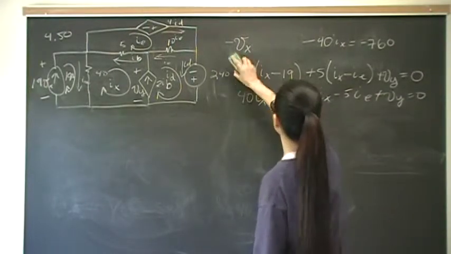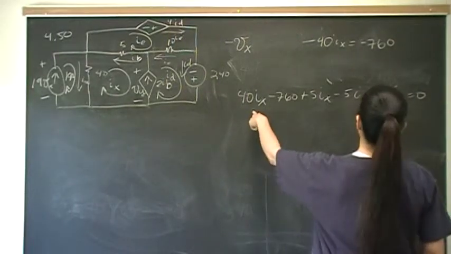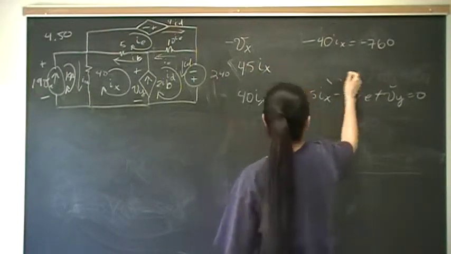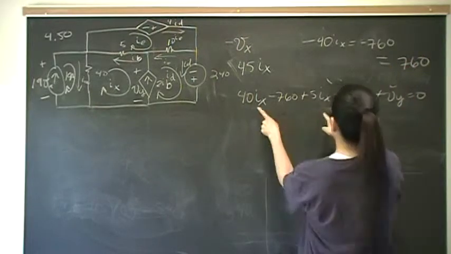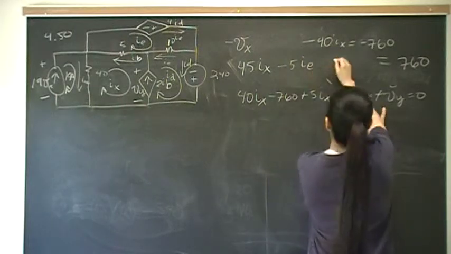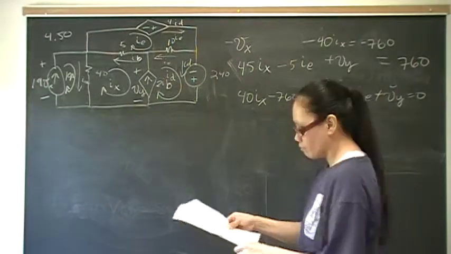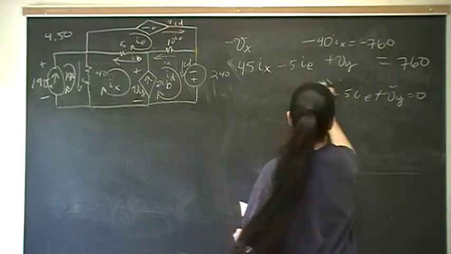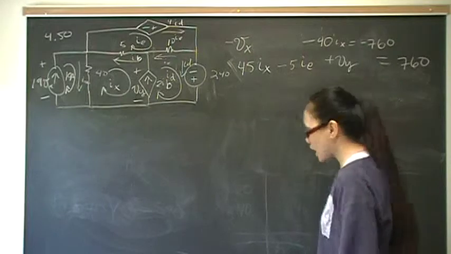So I'm going to start combining terms here. So 40Ix plus 5Ix is going to give me 45Ix. And then on this side we got positive 760. And then minus 5IE plus Vy. Okay, double check. 45Ix minus 5IE plus Vy is equal to 760, okay, good. So that is mesh at Ix.